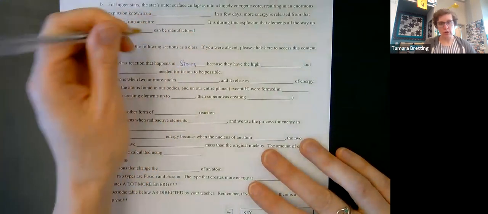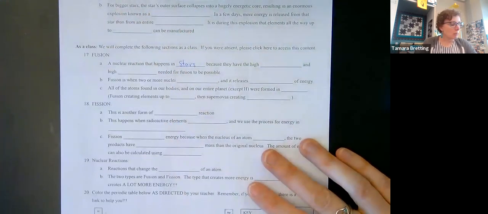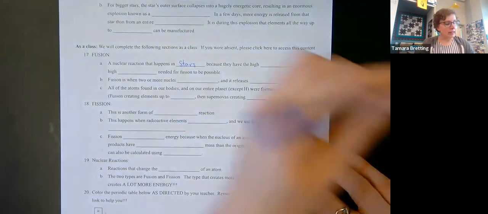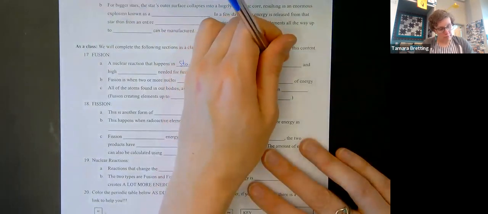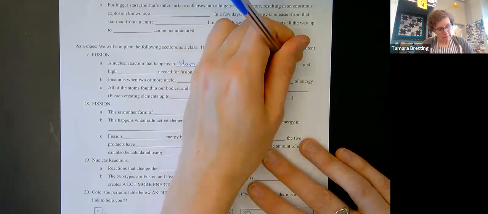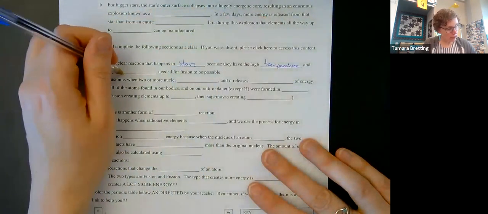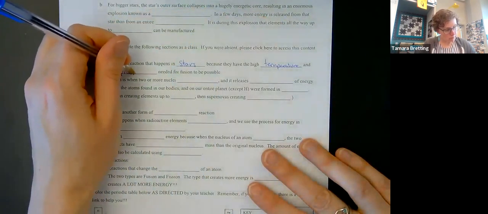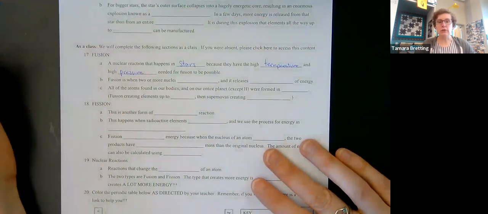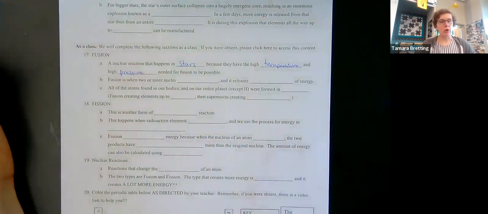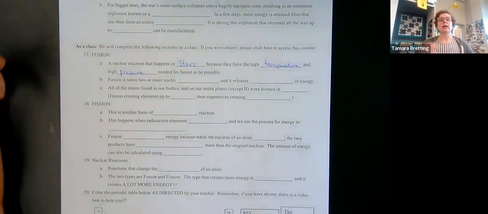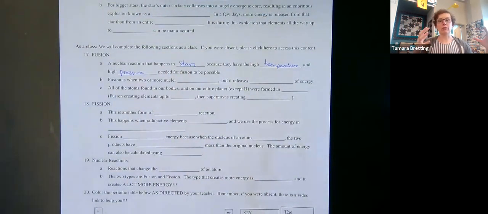That's where fusion occurs. It happens in stars because they have the high temperature and high pressure needed for fusion to be possible. So that core of the star, super, super warm, lots and lots of matter around it. The gravity of that is intense and it makes very, very high pressure situation.